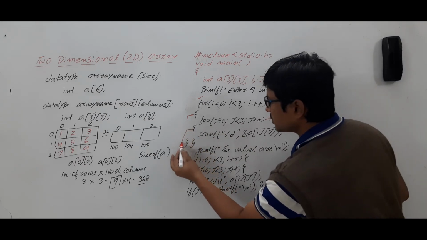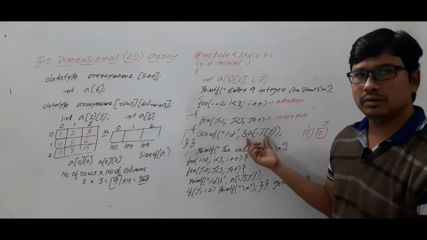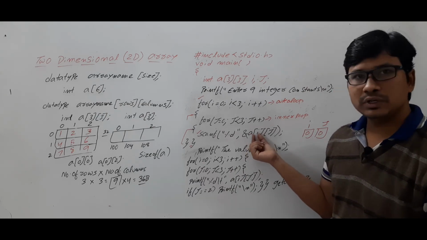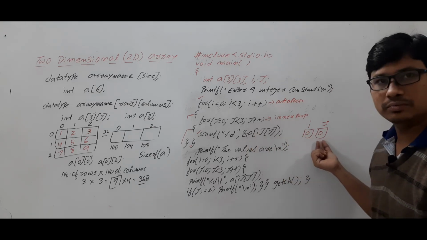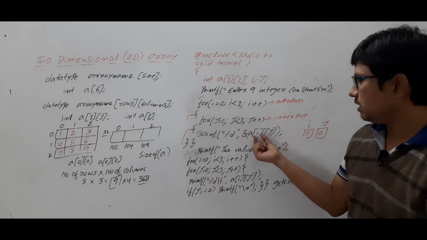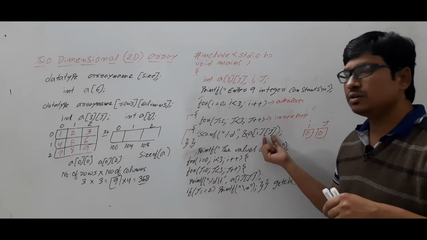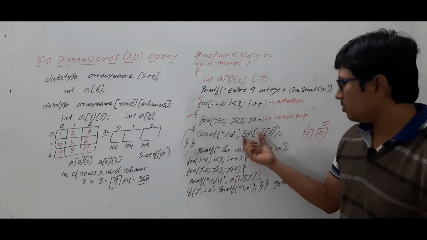What are the statements which are there in this loop? scanf. So you will read one element, and you will store it in the address location of a[0][0]. Am I right? Because the i value is 0 and j value is 0. So in the 0th index row and 0th index column, you will store the first element. Okay, are you able to understand?